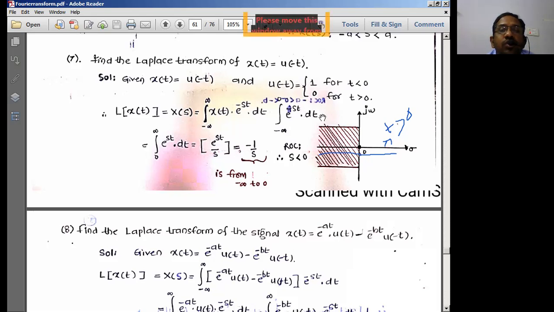So definitely it's going to be e power st. What is e power st? It's going to be 1 by s over the limits minus infinity to 0. The value is going to be minus infinity to 0. Or otherwise, directly you can find out from this equation. It's going to be e power minus st, that means e power minus st by minus s. So apply limits t is equal to 0. It's going to be minus 1 by s.